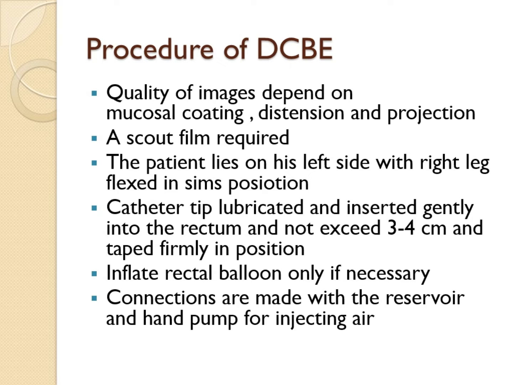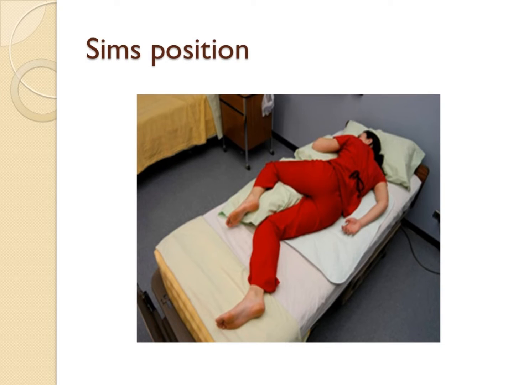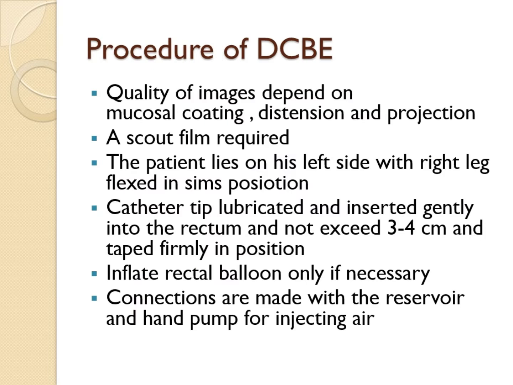The patient should lie in a lateral position, whether left or right. The lower leg should be slightly flexed and the upper leg fully flexed, as in this position. After that, the catheter tip should be lubricated and then inserted gently into the rectum, not exceeding 3 to 4 centimeters, and taped firmly in position to prevent slippage.